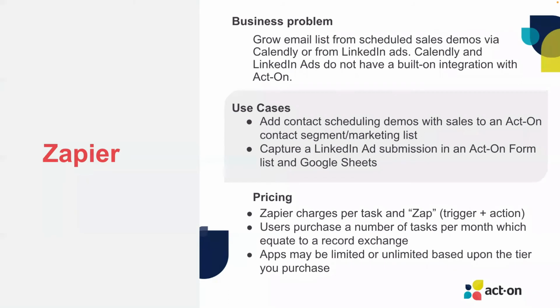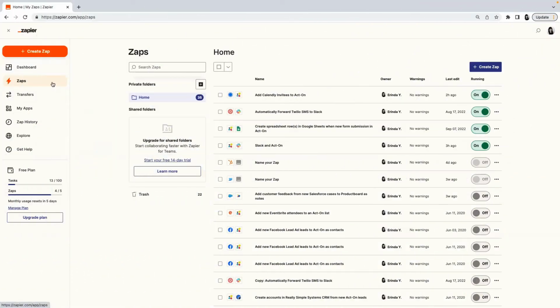Zapier's cost structure is based on zaps, otherwise called number of integrations, and tasks. Those are number of records that are being exchanged. Zapier does have a free tier that could accommodate use cases depending on how many zaps and tasks you need to run. This is the user interface for Zapier.